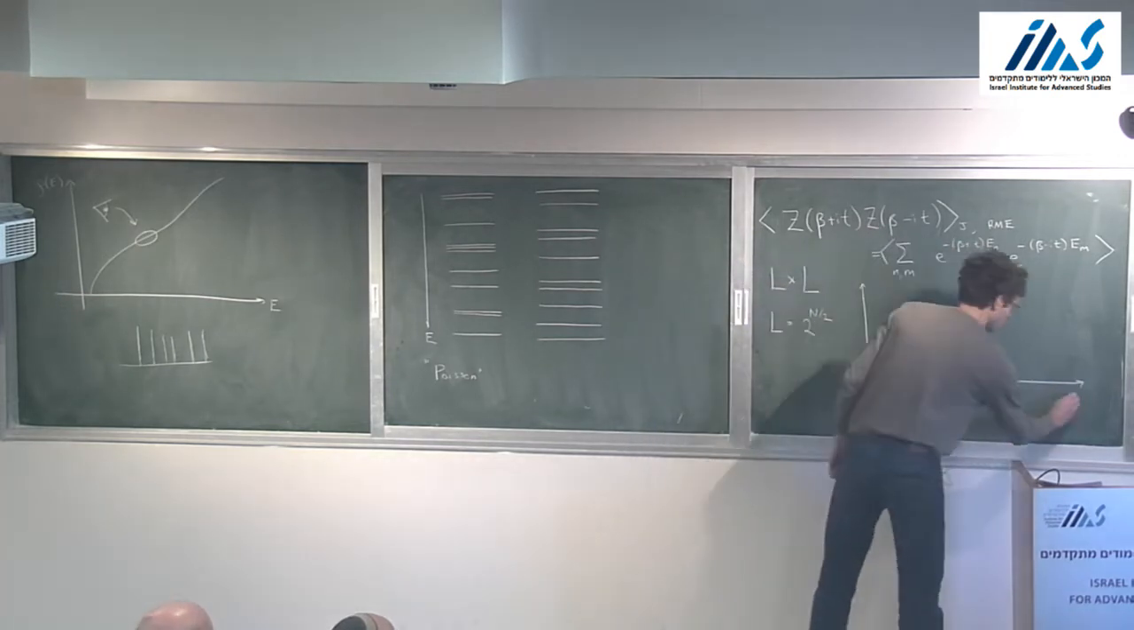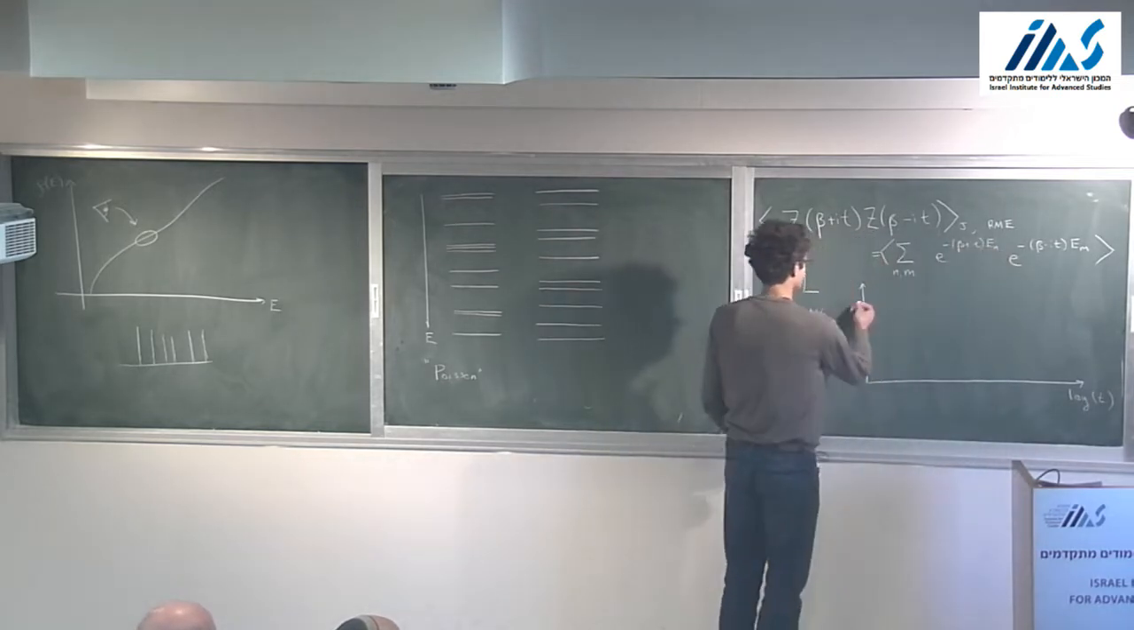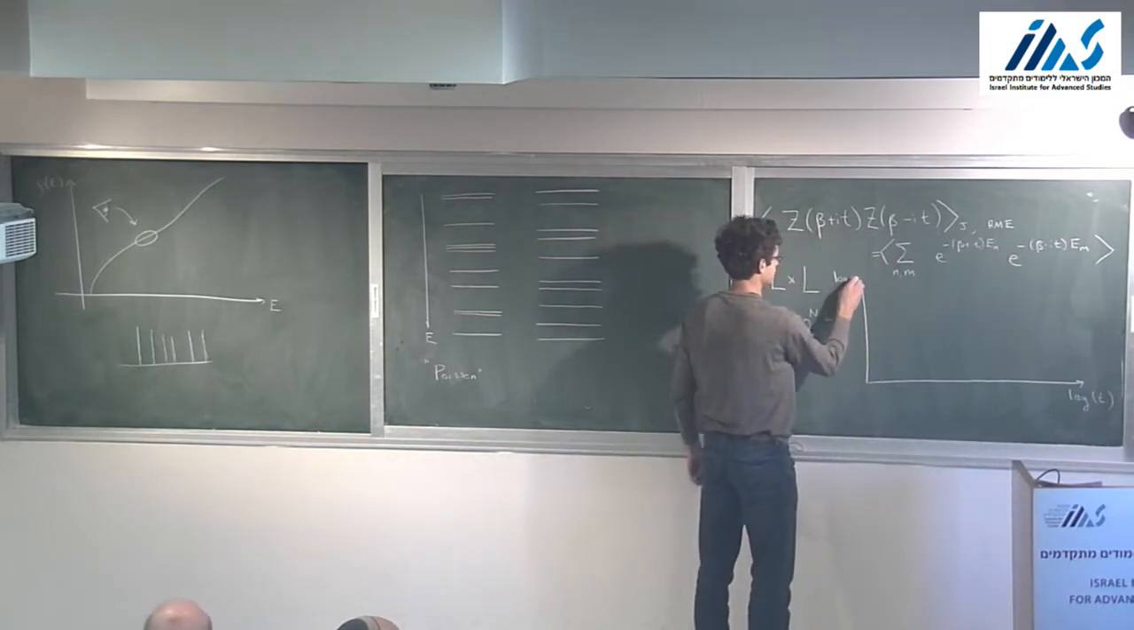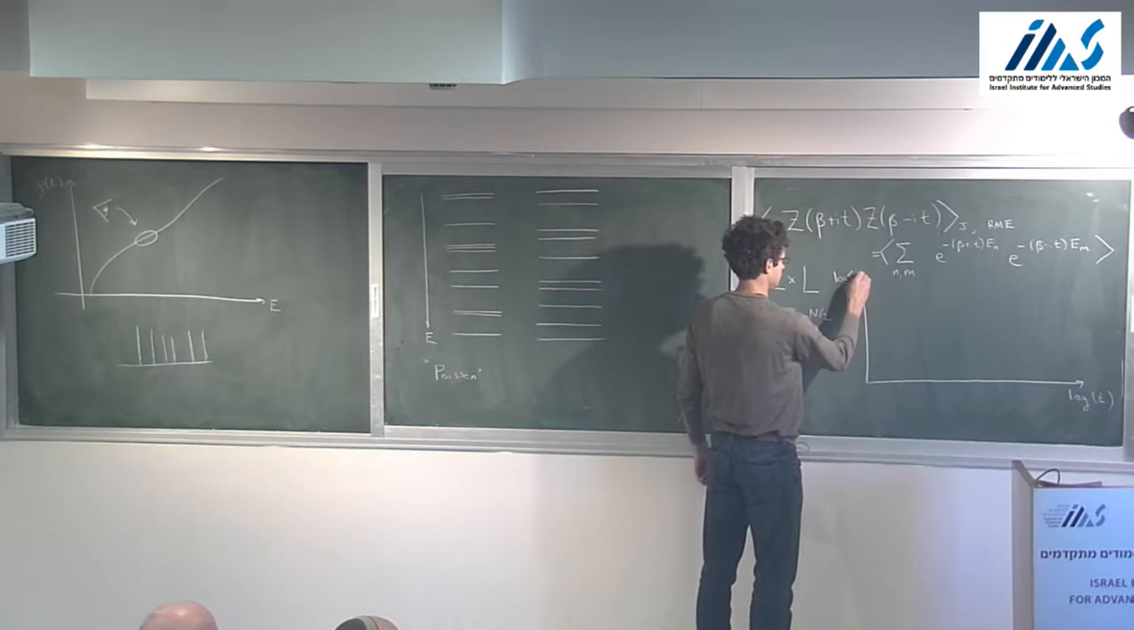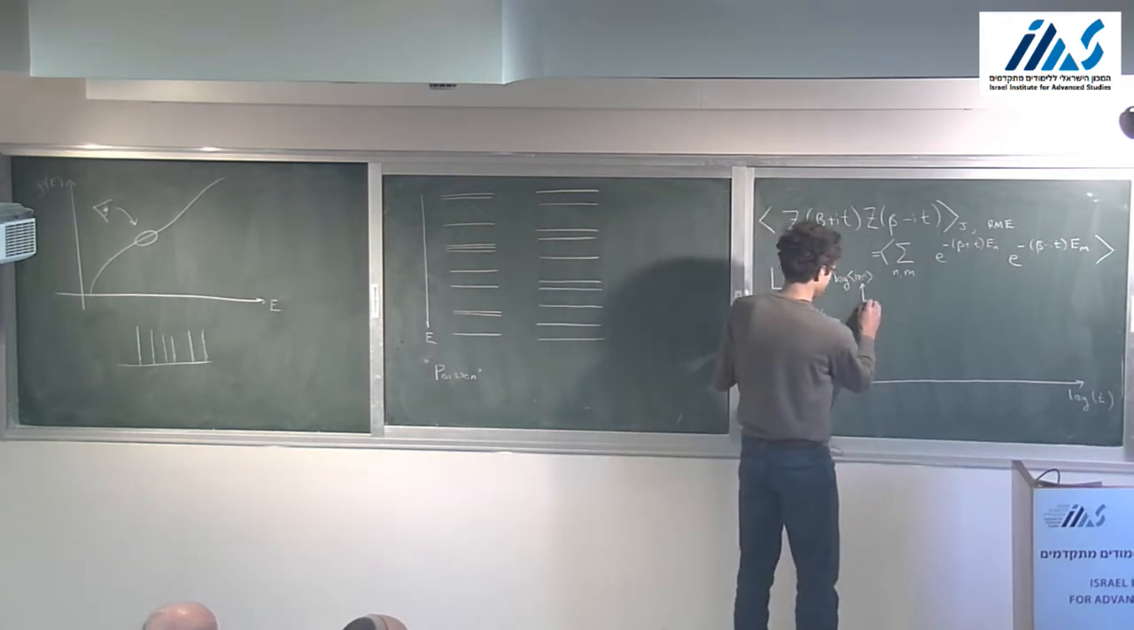We'll do a log-log plot. So this is the logarithm of t, and the y-axis is the log of this quantity. And it looks something like this.